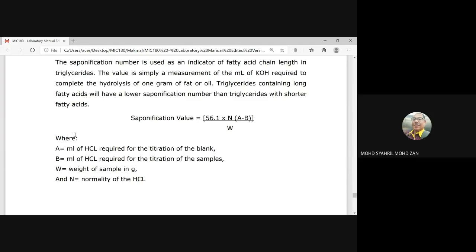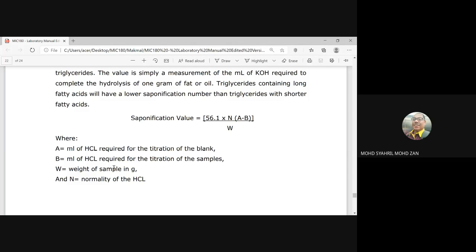From the below, where A is the milliliters of hydrochloric acid required for the titration of a blank. Blank means no sample inside. B is the milliliters of HCl required for titration of the samples. W is the weight of sample in grams, so we will see how much weight we use. The last one is N, the normality of the hydrochloric acid, which means the solution used to titrate.